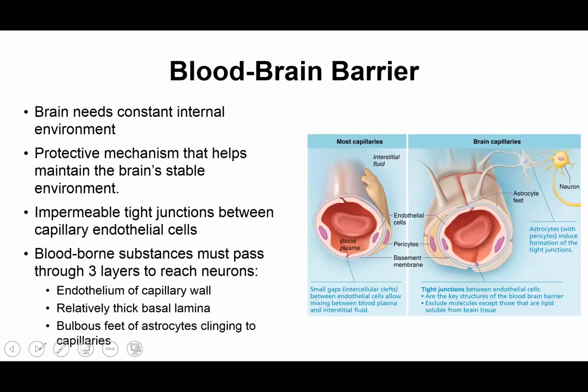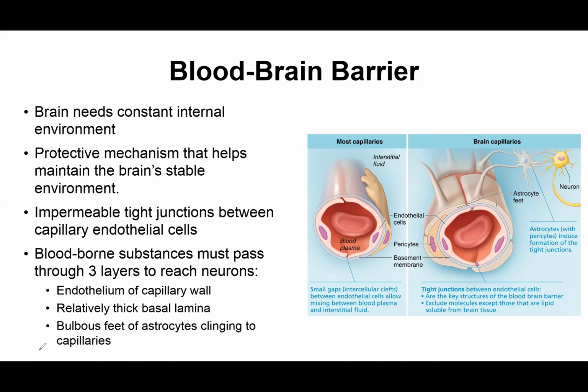So the third matter of protection here then is the blood-brain barrier. And this is actually very important because the brain really needs to maintain a constant internal environment. As we all know, the way that neurons work is that they have certain electrolytes inside and outside of the cells, and it's really important to maintain that balance. And so the blood-brain barrier provides a protective mechanism that helps to maintain a really stable environment. The reason that it's able to do this is because we have tight junctions located in between the endothelial cells that are surrounding the brain capillaries, or the little brain blood vessels.